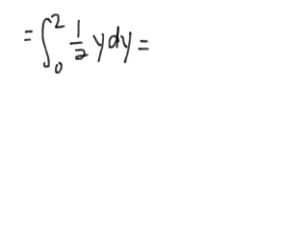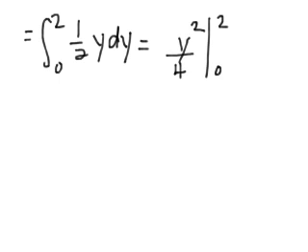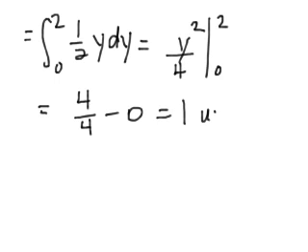And at this point we take the integral. So when you raise your exponent, it's going to become y squared, and when you divide 1/2 by 2, it gives you a 4, so 0 to 2. And then we're going to substitute in, so 2 squared is 4 over 4 minus 0, and this one is 1 unit squared. And that is area between two curves.